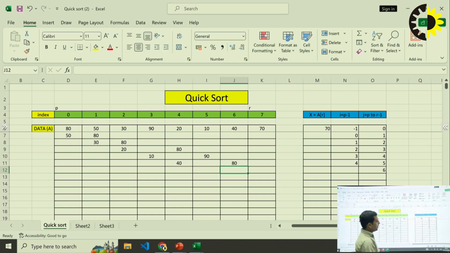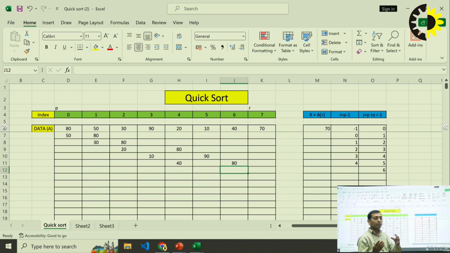Now J moves from P to R minus 1. R minus 1 means 6. J has reached its maximum position, that is 6, so come outside the loop. Now after coming out of the loop, what to do? Just one swap is required. Swap the element indicated by I plus 1 with the element indicated by R position, meaning the pivot element.